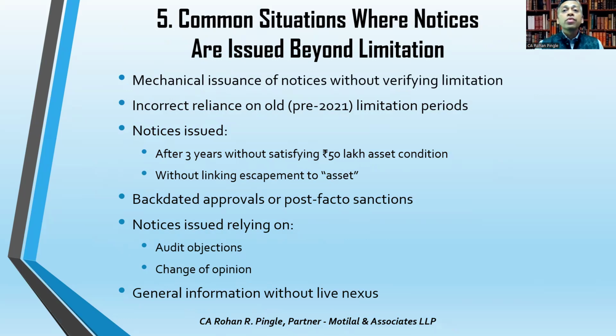Let's see common situations where notices are issued beyond the limitation. Many notices still reflect a pre-2021 mindset. Officers often quote Section 149 without applying its conditions. Such notices are routinely quashed by the courts. The amendment doesn't reopen closed matters. Pandemic extensions didn't revive time-barred reassessments. This issue alone has invalidated thousands of notices. Very, very important.